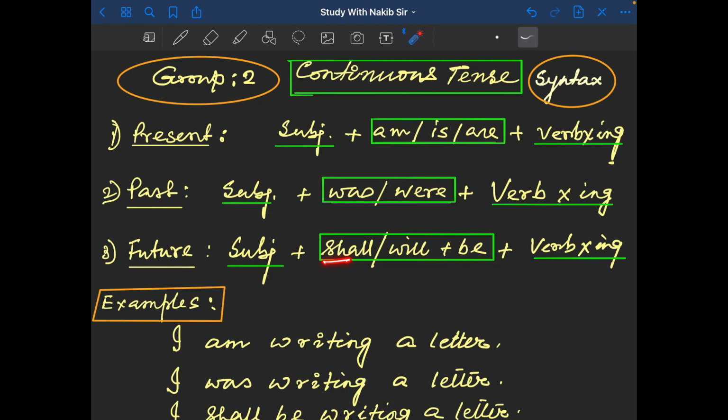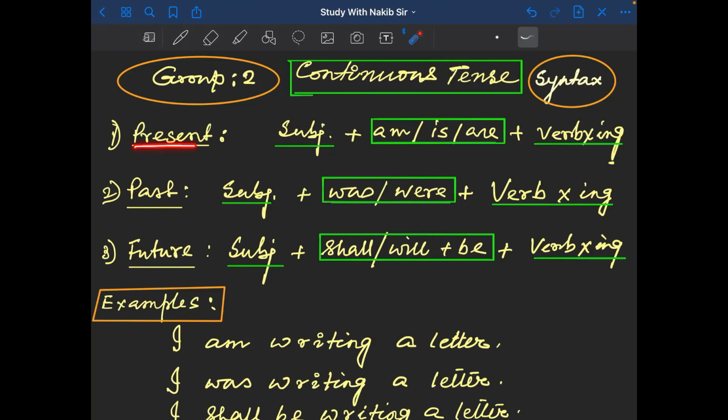So shall or will, then take one be plus ing form of the verb. So these are the structures of the continuous tense. See here how you can remember this way. The structure of present continuous tense, you have to remember this way. Am, is, are plus ing form of the verb; was, were plus ing form of the verb; shall or will plus be plus ing form of the verb.